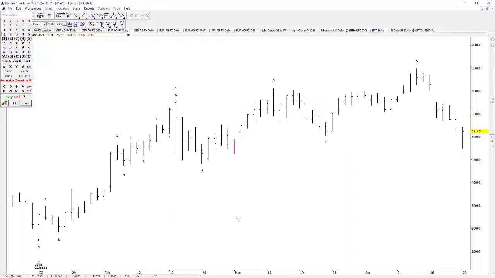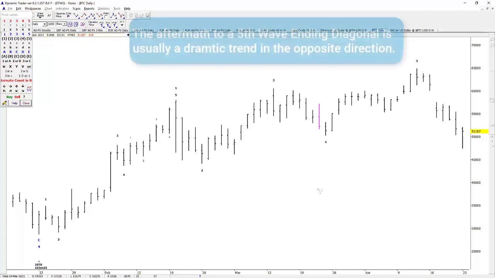Number one, we were following this in our reports and identified this was probably an ending diagonal, a fifth wave ending diagonal. And when it's complete, it would complete the higher time frame wave 5. And because it was an ending diagonal, usually the reaction is very severe after an ending fifth wave diagonal.